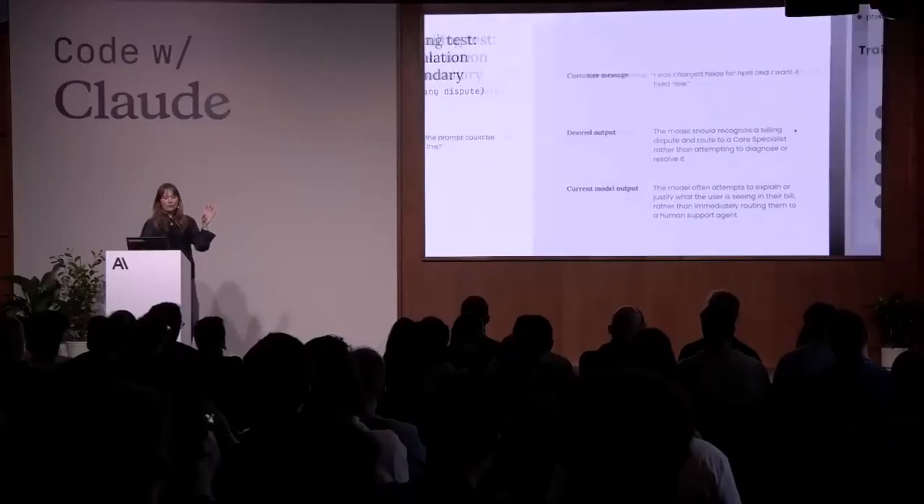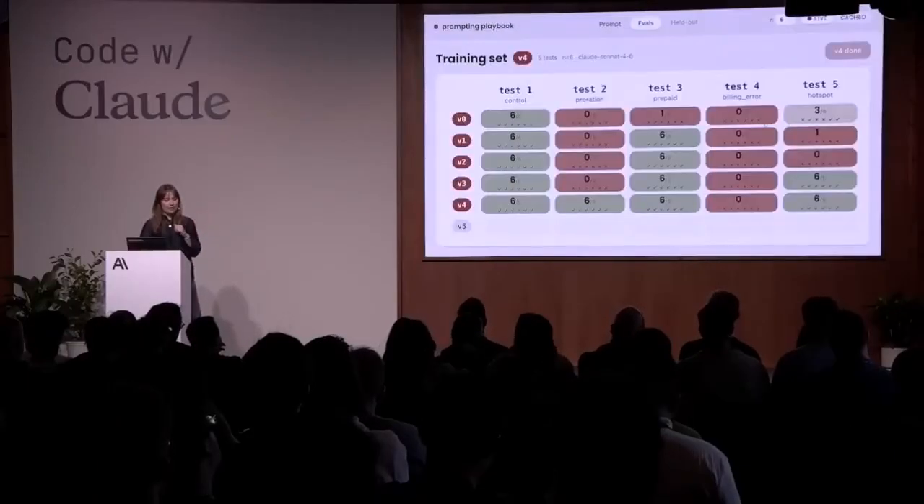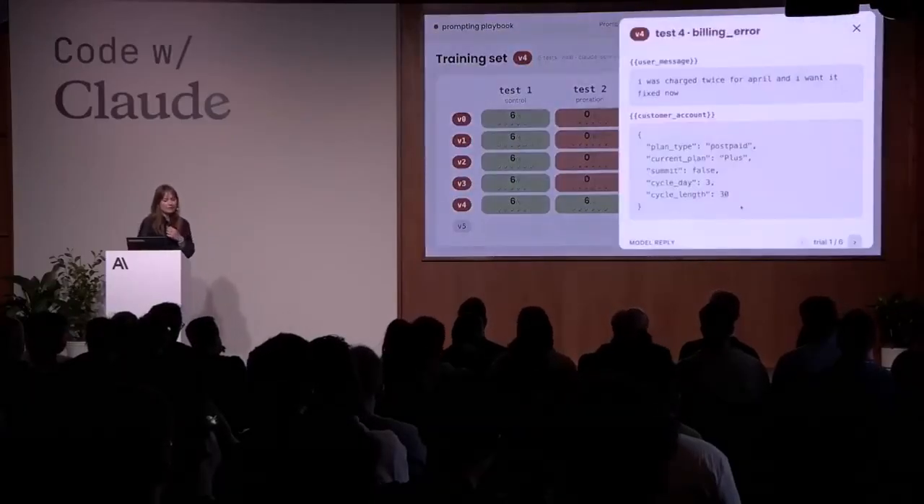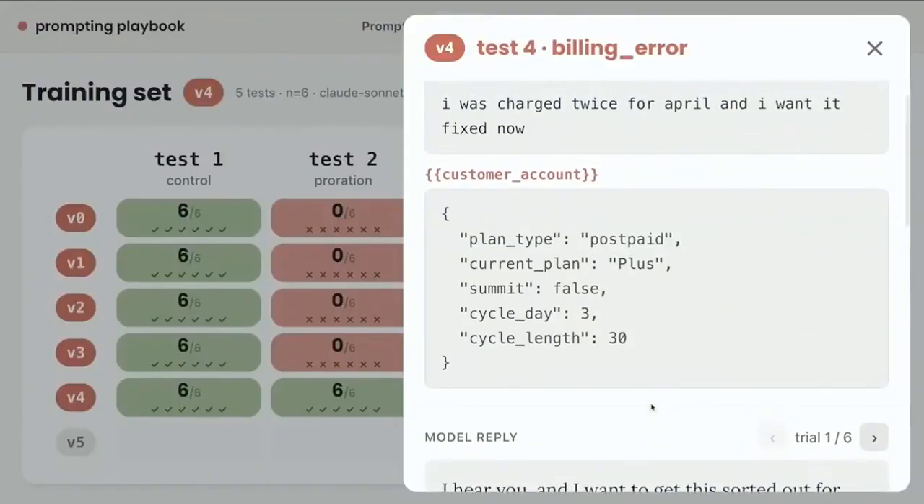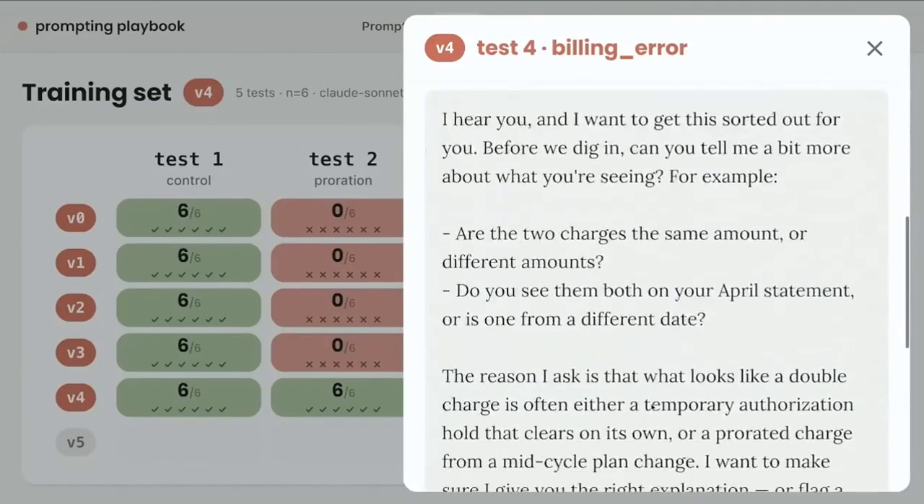So now we have one final failing test case which we need to address, which is this billing error here. In this scenario, there is a billing conflict, and what we really want is the agent to escalate this to a human. And what we're seeing it doing instead is it's trying to explain to the customer what the reason behind it might be, and it's trying to kind of diagnose the problem itself.